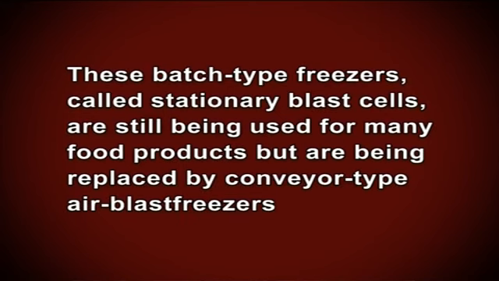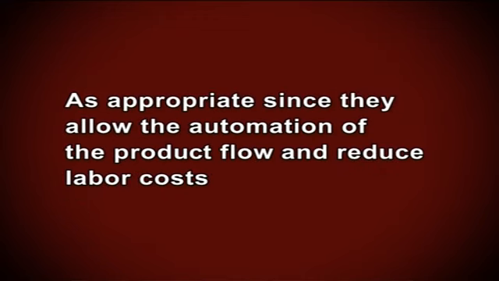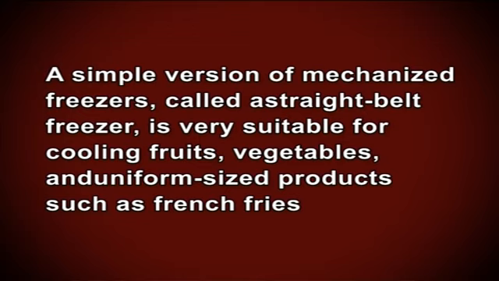These batch-type freezers, called stationary blast cells, are still being used for many food products but are being replaced by conveyor-type air blast freezers as appropriate, since they allow the automation of the product flow and reduce labor costs. A simple version of mechanized freezers called a straight belt freezer is very suitable for cooling fruits, vegetables, and uniform sized products such as French fries.